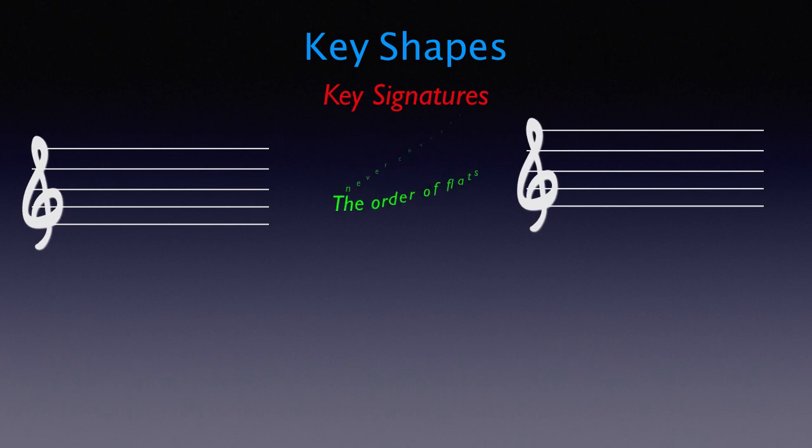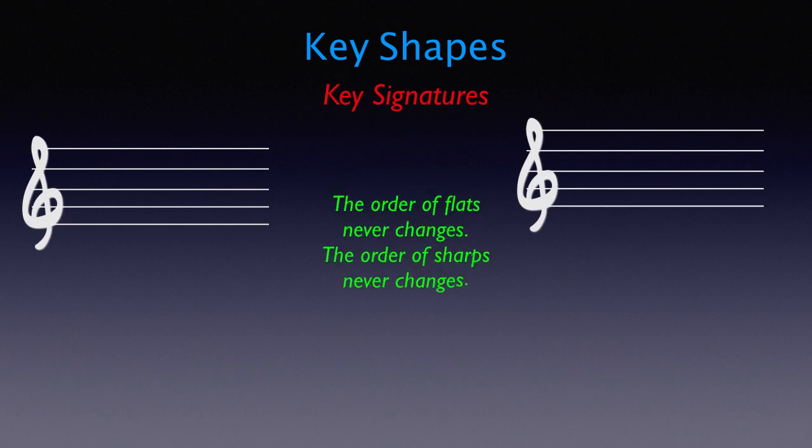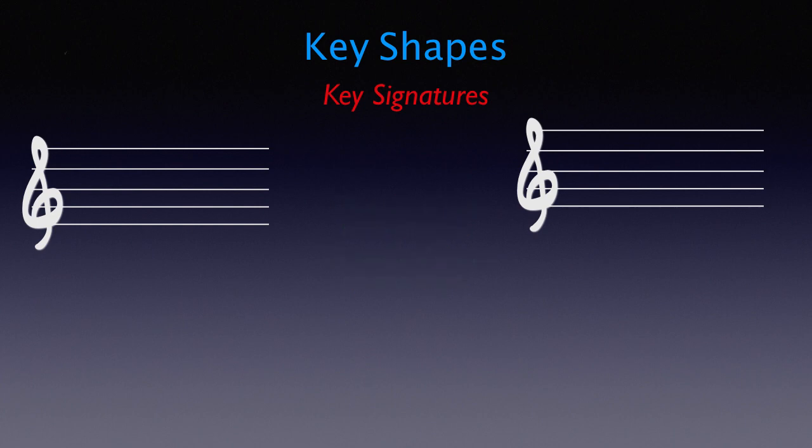The order of the flats in key signatures never changes. The order of the sharps never changes. Key signatures are found in the upper left-hand corner at the beginning of most pieces.